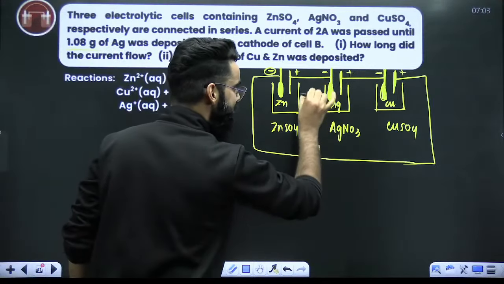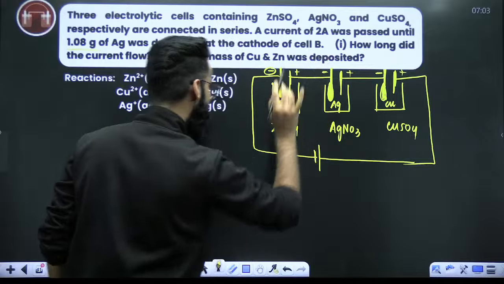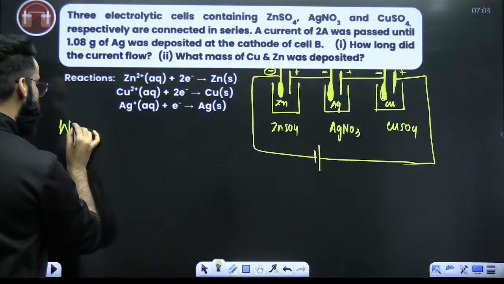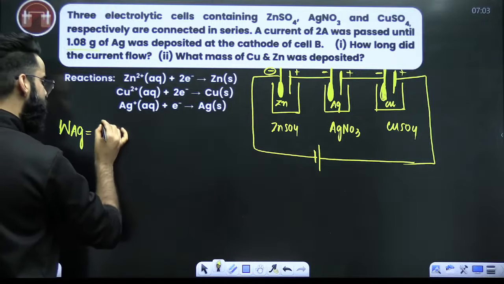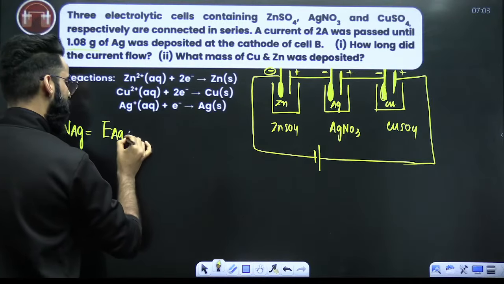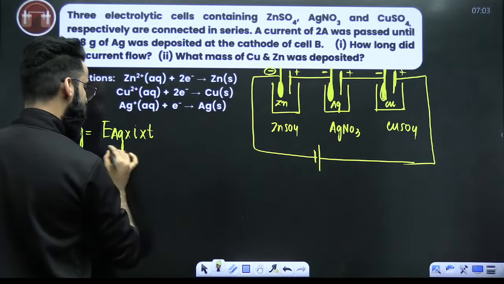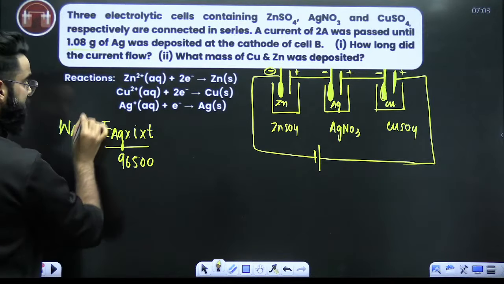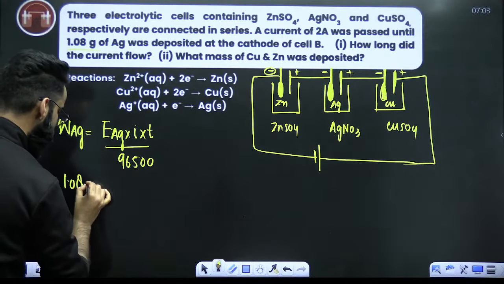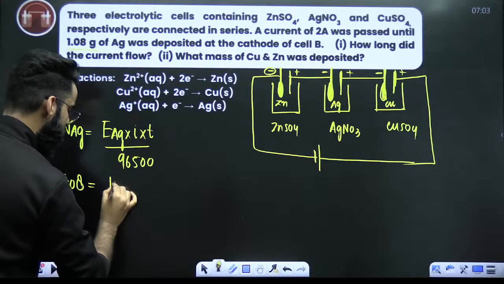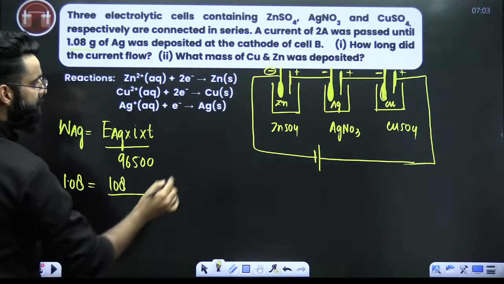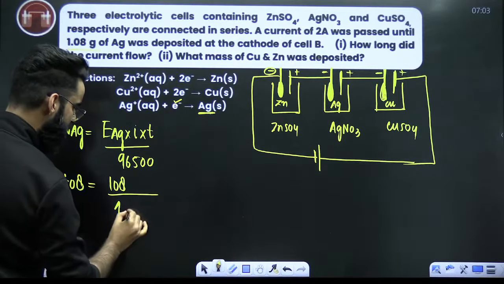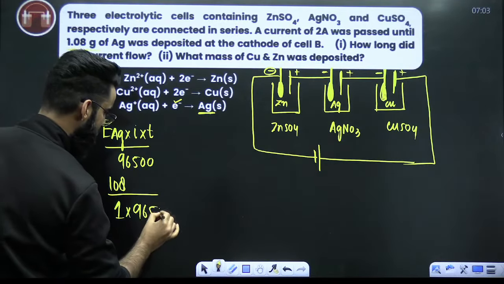So look at the second cell, my dear students. In this second cell, if I use Faraday's first law, I can say in the second cell, mass of silver deposited has to be equal to equivalent mass of silver multiplied by I multiplied by T divided by 96500. Now what is the mass of silver deposited as per the question? It's 1.08 grams is equal to equivalent mass of silver, which is molar mass of silver divided by n factor of silver. N factor of silver, electrons exchanged divided by stoichiometric coefficient, that's 1. Multiplied by what? Multiplied by 96500.